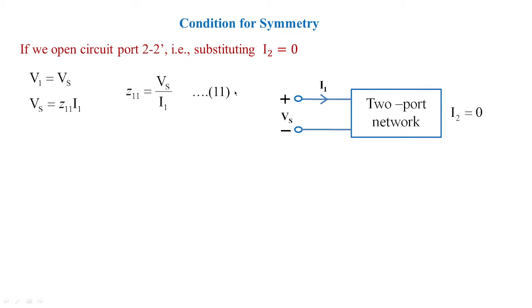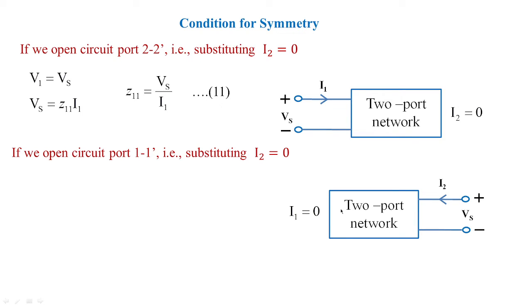We are treating this equation as 11, and again we are going to take the output voltage and output current by making the input port open circuit, that is I1 is equal to 0. With this what am I going to get? V2 is equal to Vs and Vs is equal to Z22 I2. This we have obtained with the standard Z parameters. We have just substituted the values by assuming these conditions. Then I am going to get Z22 is equal to Vs by I2.